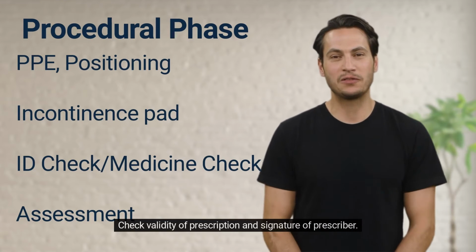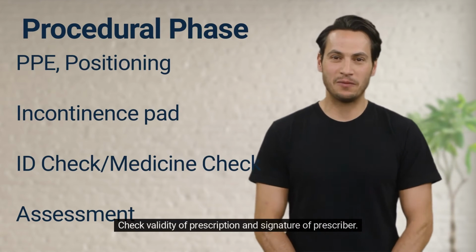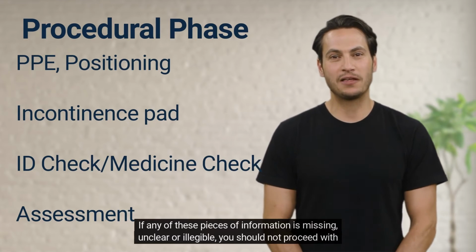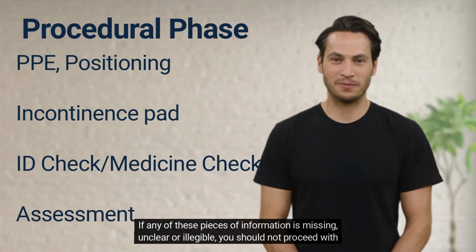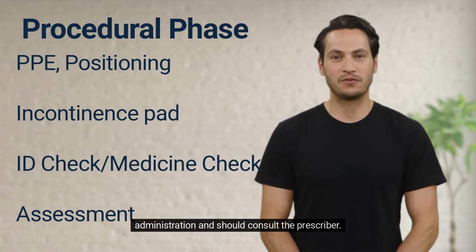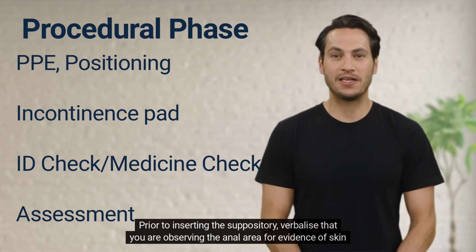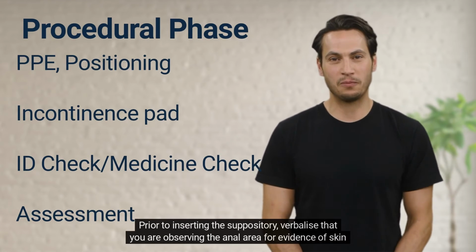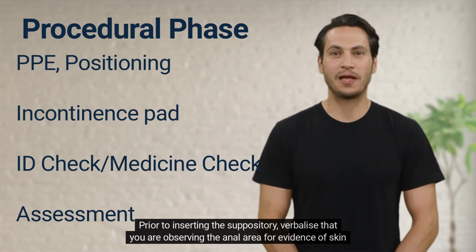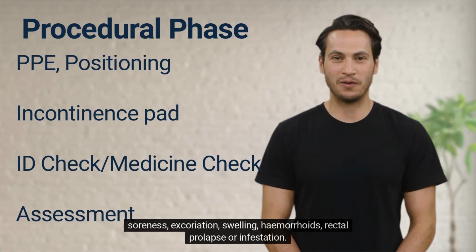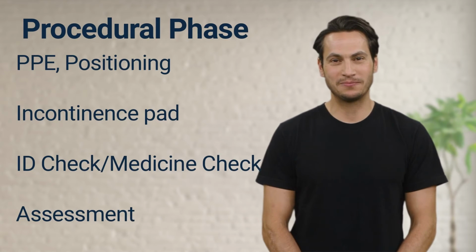Check validity of prescription and signature of prescriber. Make sure that prescription is legible. If any of these pieces of information is missing, unclear, or illegible, you should not proceed with administration and should consult the prescriber. Prior to inserting the suppository, verbalize that you are observing the anal area for evidence of skin soreness, excoriation, swelling, hemorrhoids, rectal prolapse, or infestation.